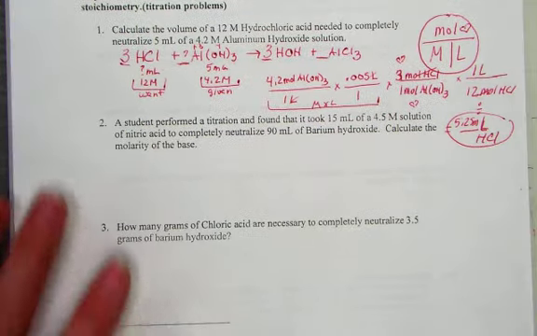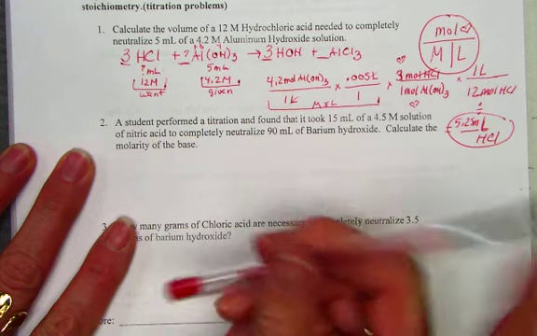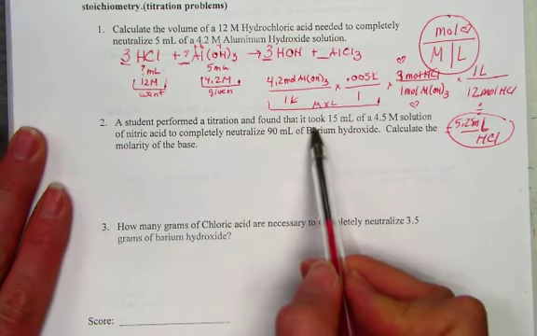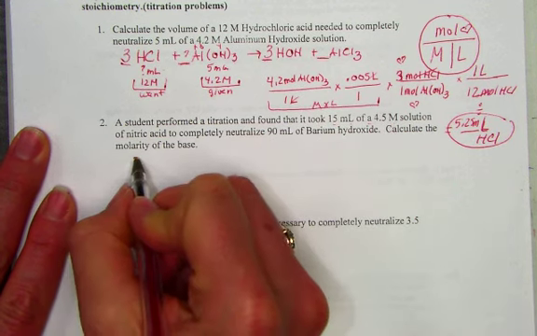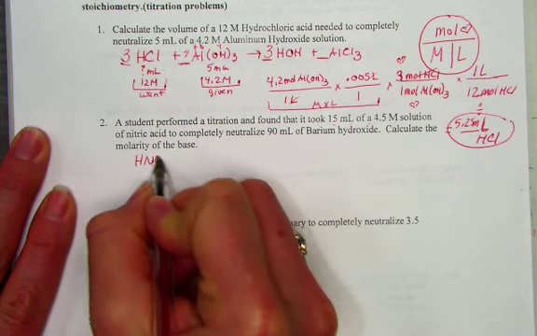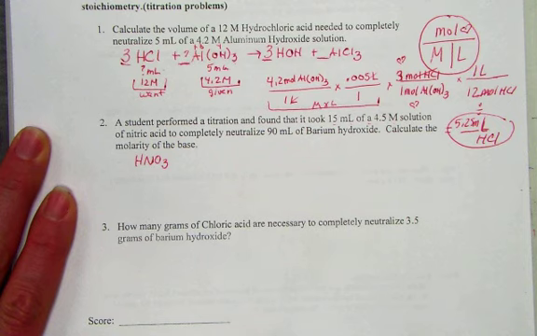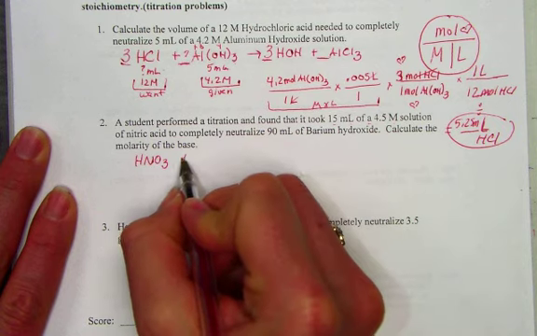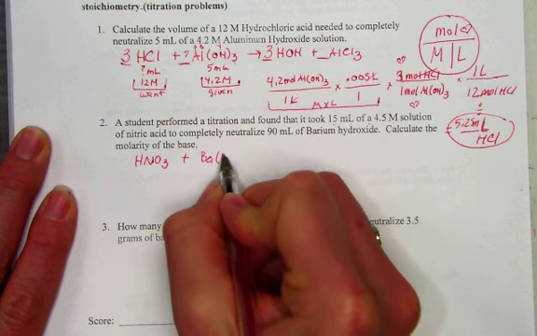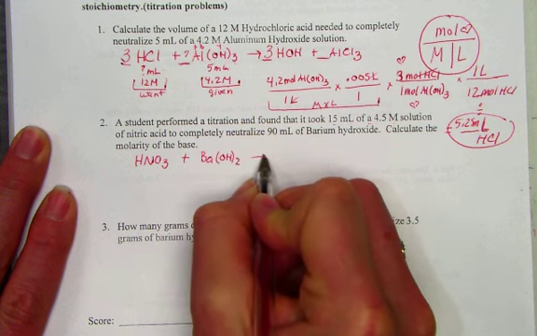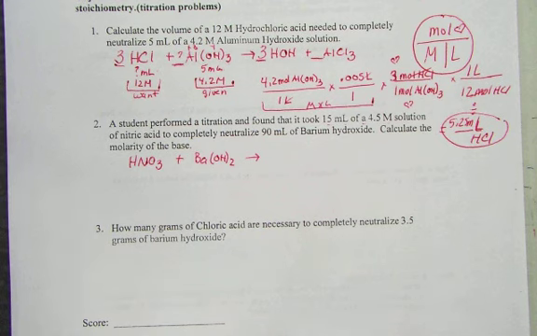Let's take a look at our second equation. If a student performed a titration and found it took 15 mL of a 4.5 molar solution of nitric acid, our first ingredient, HNO3, we're neutralizing that with barium hydroxide. Barium is a +2, so when we write its base formula, we get Ba(OH) taken twice.